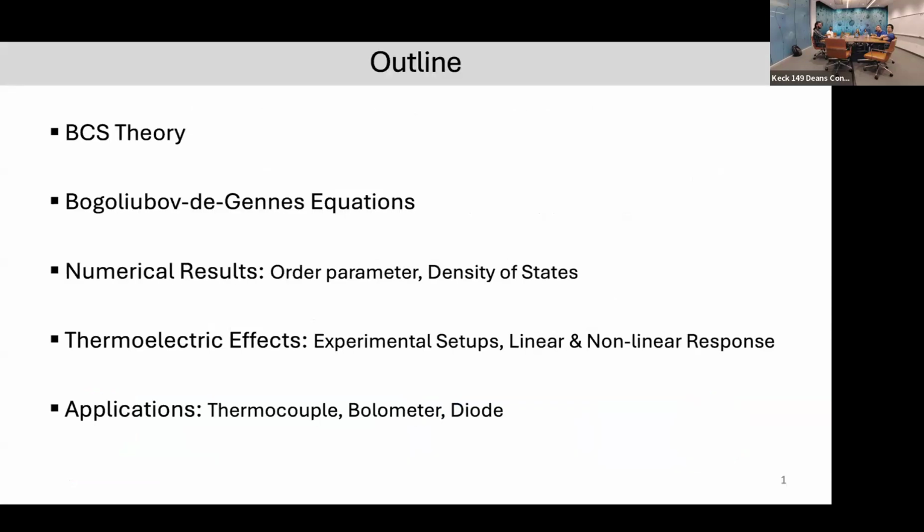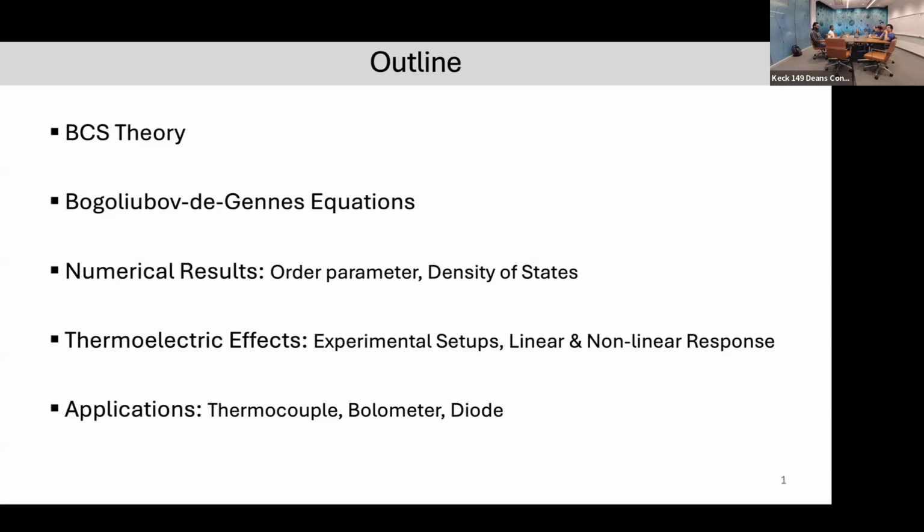So first I'm going to be discussing the BCS theory. Some of the concepts involved there will be crucial in understanding the later part of the talk. And also we'll see how the BCS theory implies particle hole symmetry, which can be broken by introducing a vortex. And to describe the excitations near a vortex, we will have to study the Bogoliubov-de Gennes equations. And we'll see how to numerically solve it.